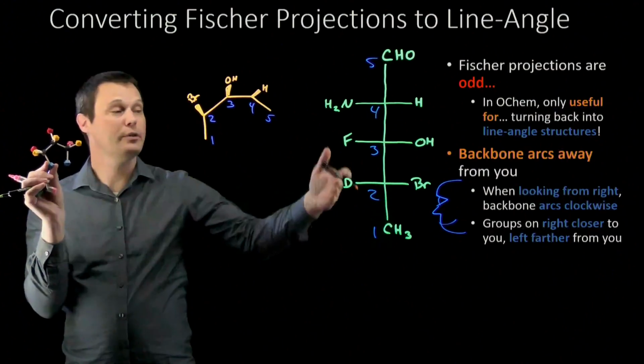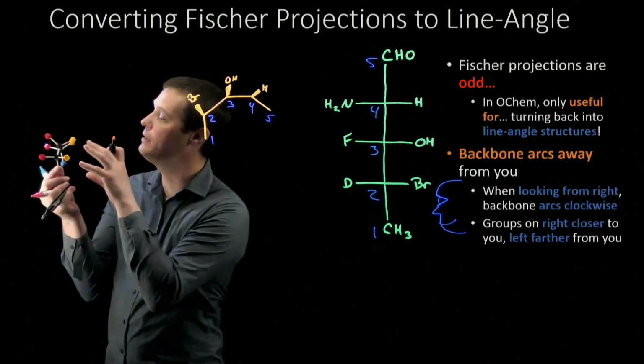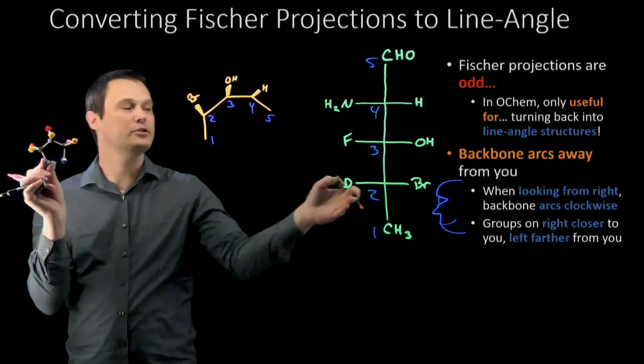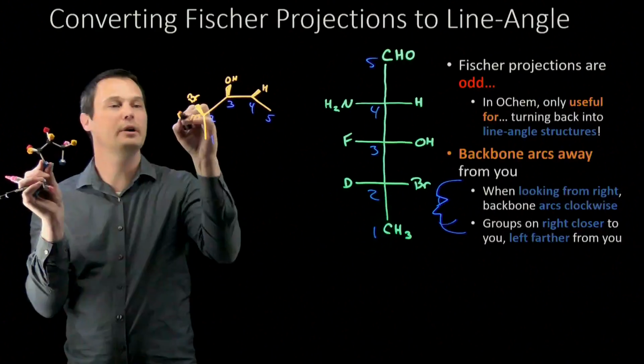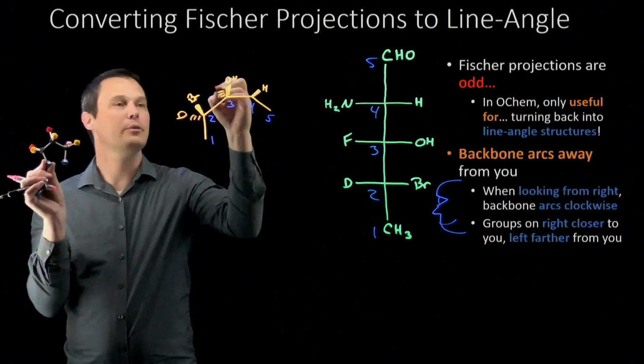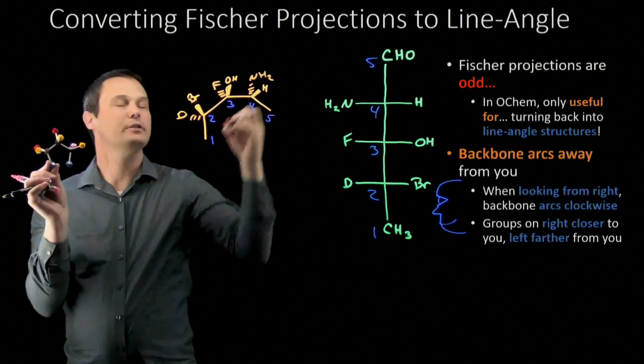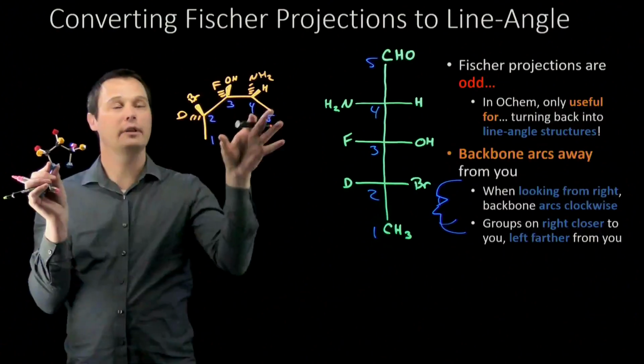The same thing is true with the groups on the left. When I reorient my perspective to look at it from the right, those red groups are now pointed away from me as the viewer, so they will be on dashes. This deuterium on carbon number 2 will be on a dash. The fluorine on carbon number 3 will be on a dash. And the NH2 group on carbon number 4 will be on a dash. This gets all the wedges and dashes in our new line angle structure.